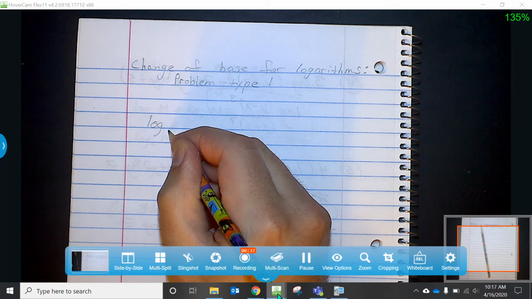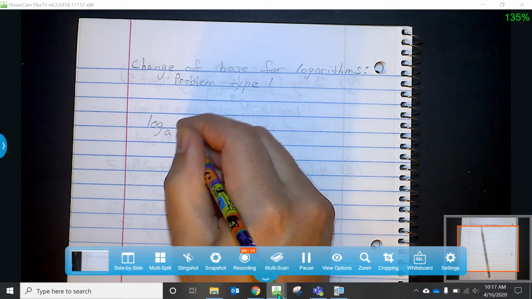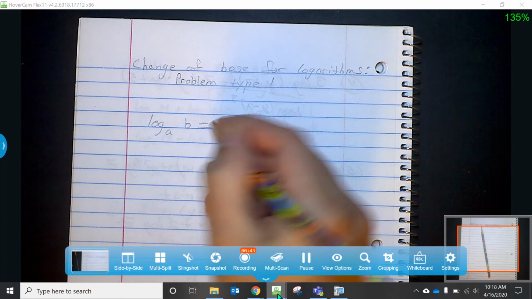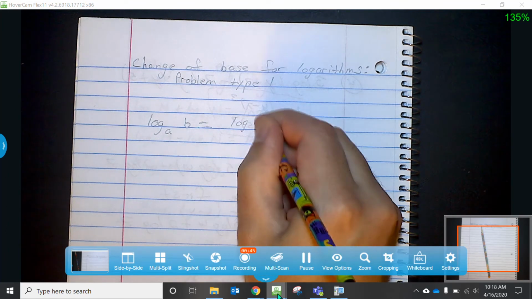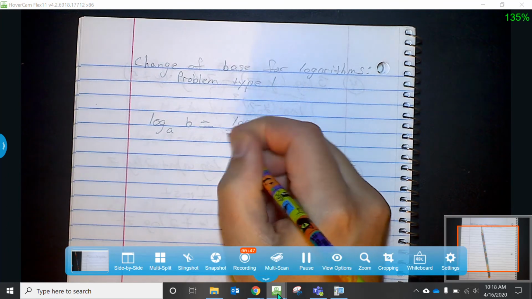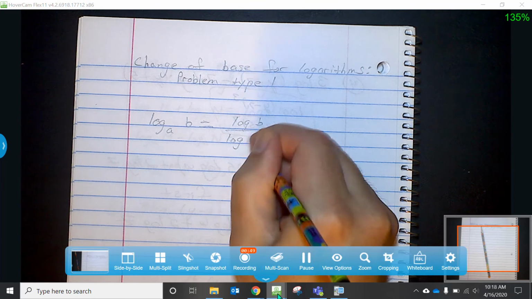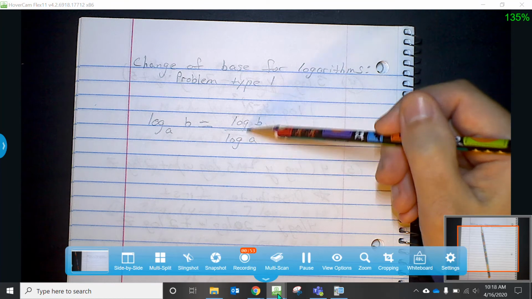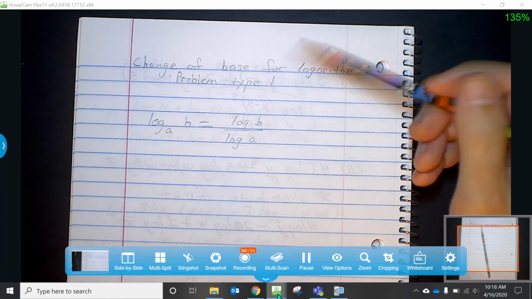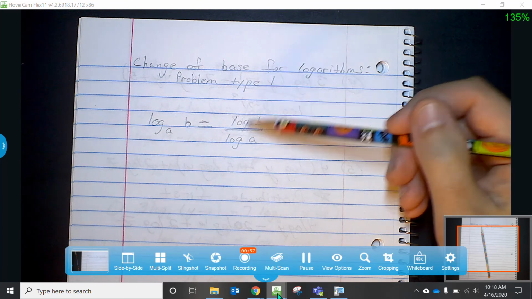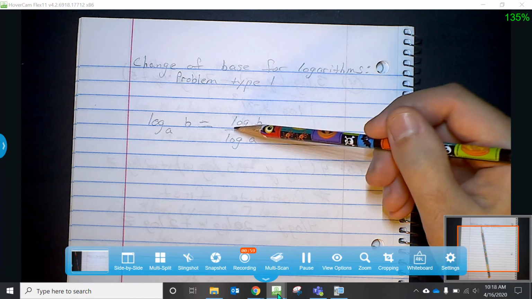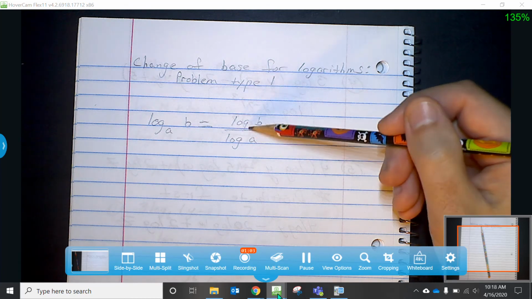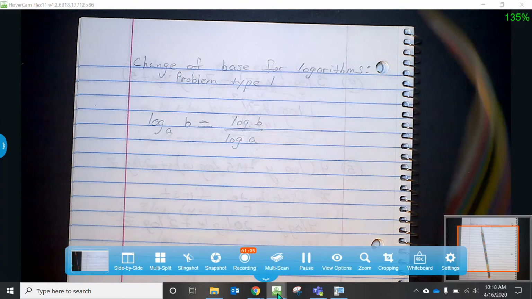So log base A of B is going to equal log of B over log of A. Okay. So when we just write log here, this is base 10. So on any calculator, scientific, graphing, if you just type the log button, which we'll look at after, it's automatically base 10, so all you have to do is type log.